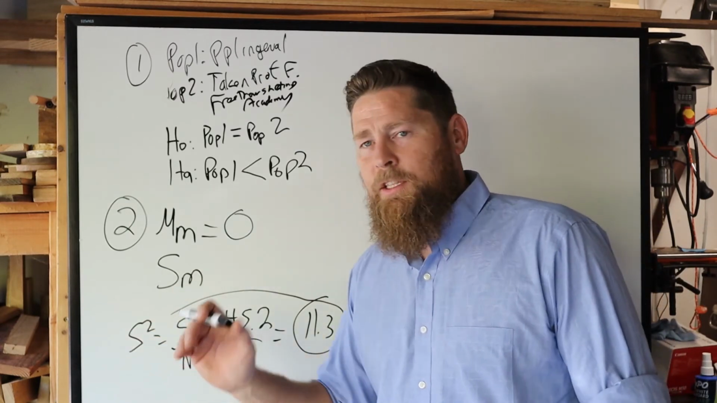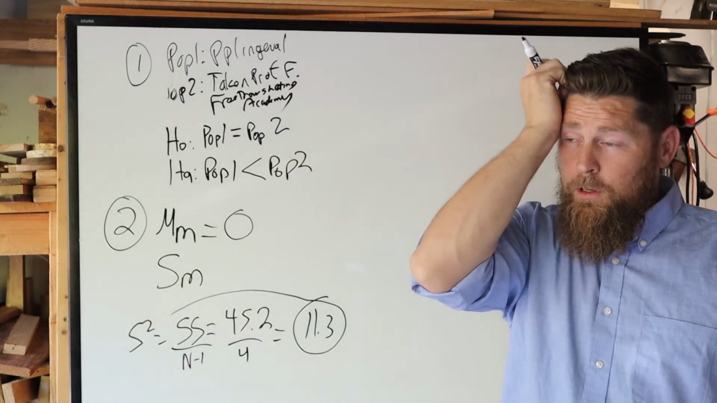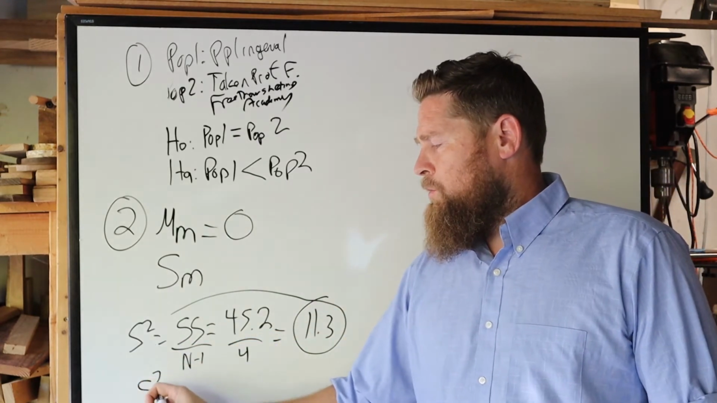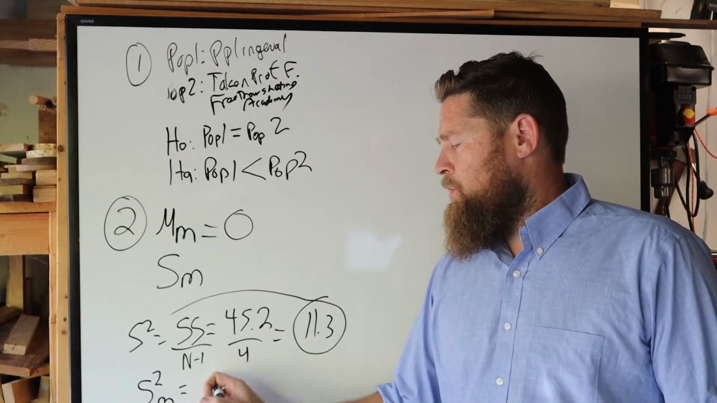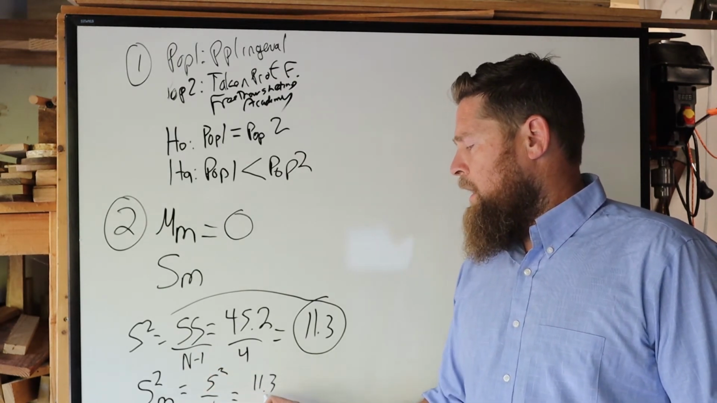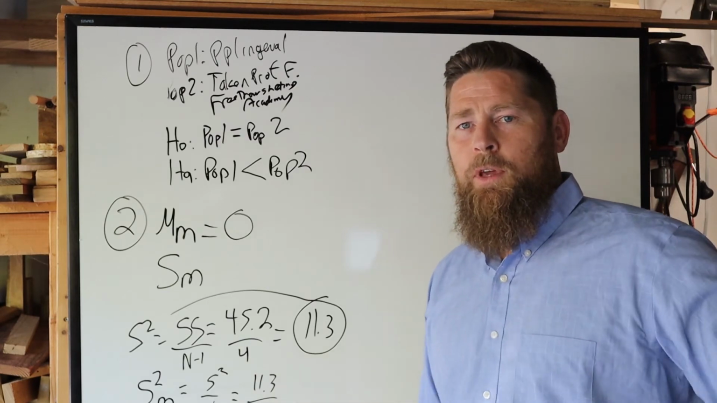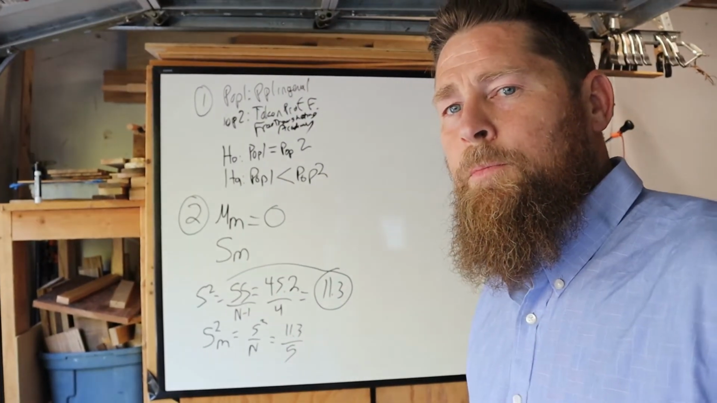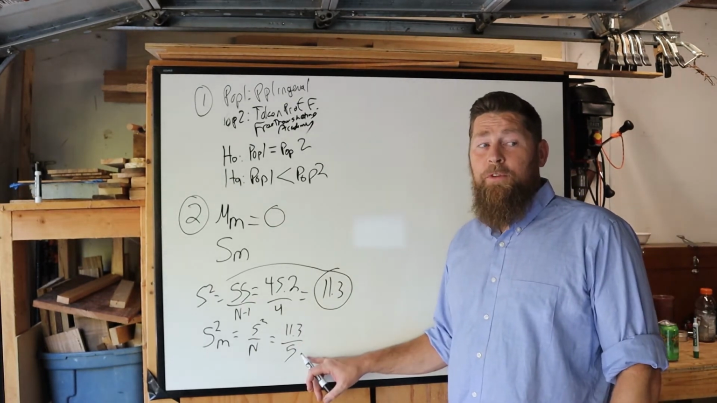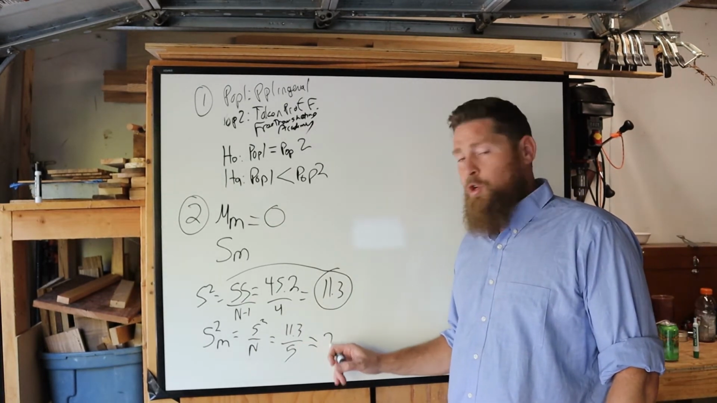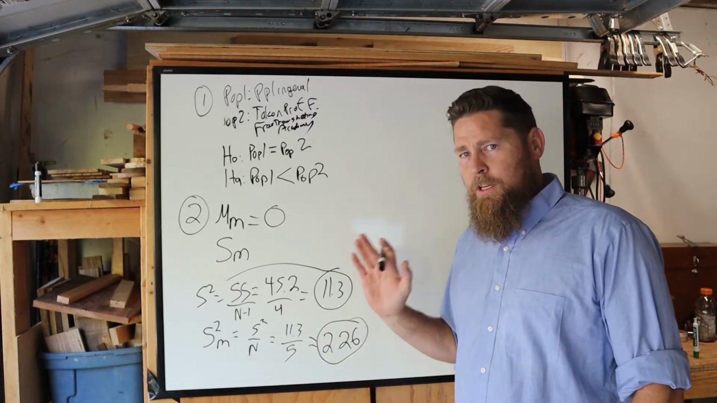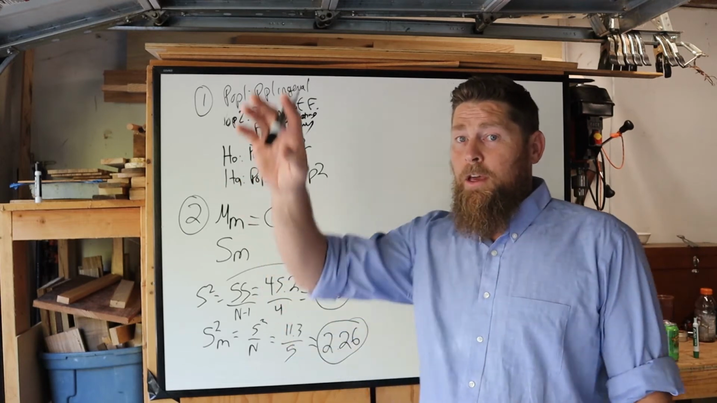That is our S squared, or unbiased estimate for the variance. But we need to get S squared sub m, and to get that we take S squared and divide it by n. So our S squared is 11.3 and our n was 5. That means this is 2.26. That is the variance for the distribution of means of groups of 5.